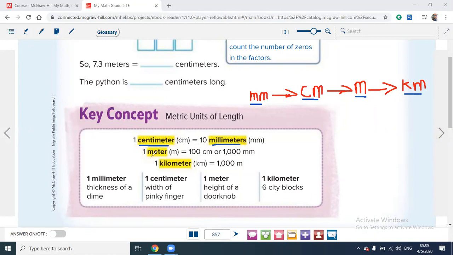And 1 meter equals 100 centimeters. And 1 kilometer equals 1,000 meters. So to convert from small unit to large unit, you have to multiply. Yeah, multiply. Okay, sorry, my mistake. Let me erase this one.